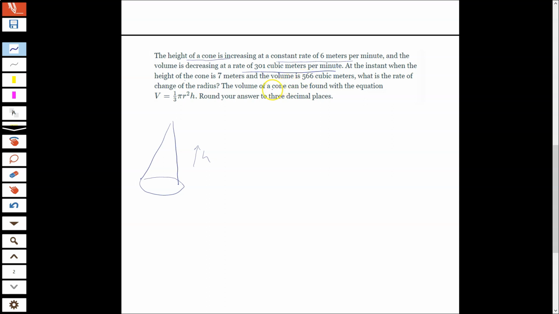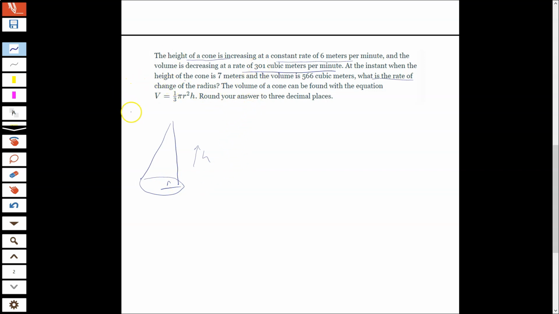Okay, so pause for a second. So we have this cone, it's getting taller, but the volume is getting smaller, right? And we're going to end up looking for the rate of change of the radius, right? So we're looking at the radius. So if the cone is getting taller and the volume is decreasing, that means the radius has to be decreasing as well. Because if it's getting bigger this way, but it's overall getting smaller, we would expect that this radius is getting smaller. So hopefully that's what we find out.